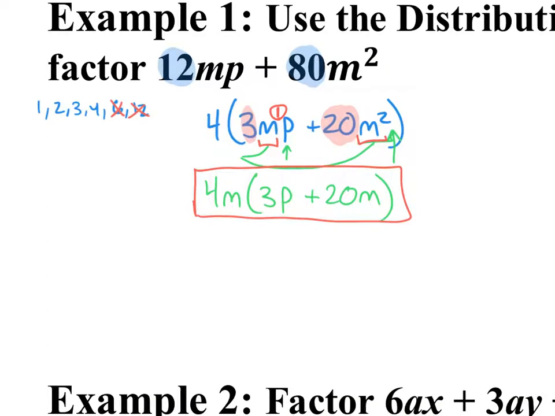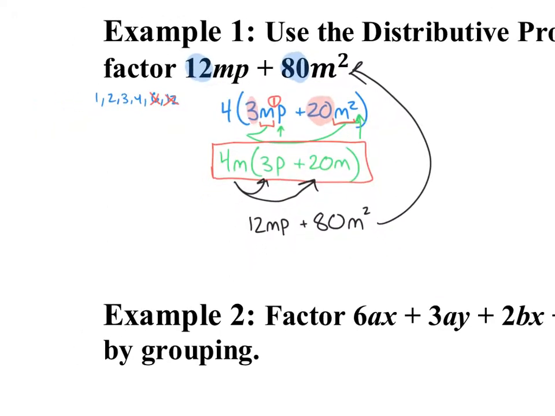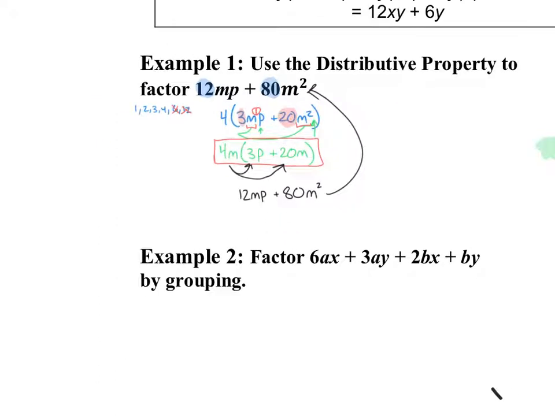And the good news is that we can double check this, because now that I know what happens when I do the reverse process, I can double check by multiplying it back out. So when I multiply this back out, I get a 12m times p plus 4 times 20 is 80, m times m is 8 squared. It's right back to the original setup. So it is possible to double check these answers by going backwards and forwards through the distributive process.